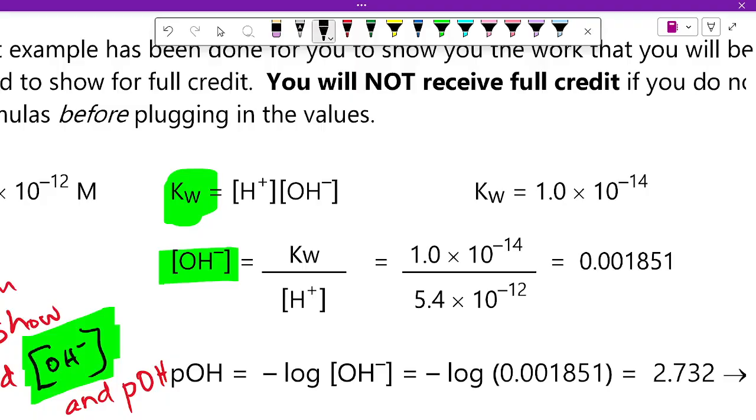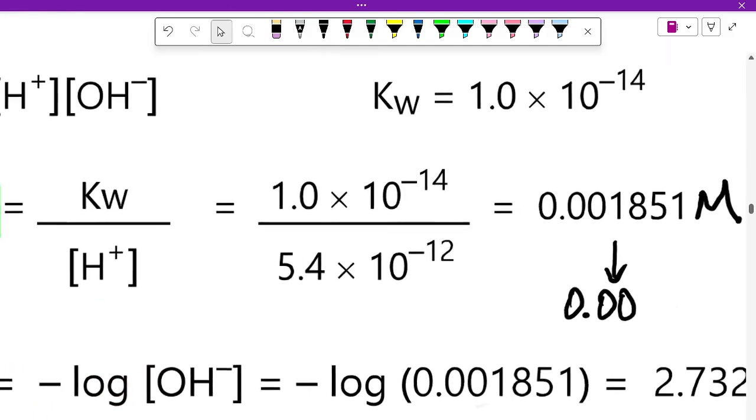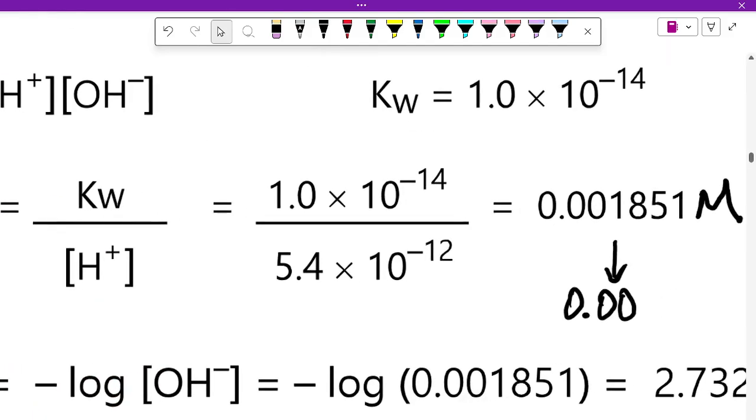And what did I miss there? That should have been molar. And if I was asked to find hydroxide, what should I actually do with that number? That number should become 0.0019.